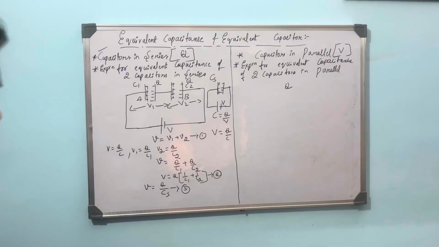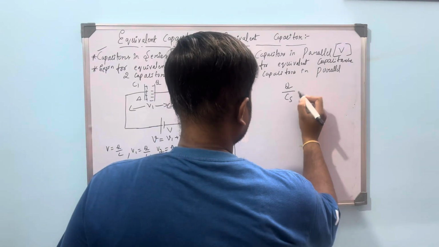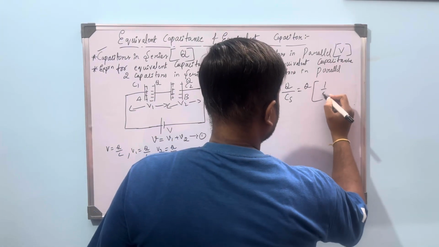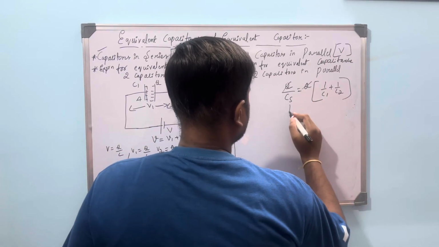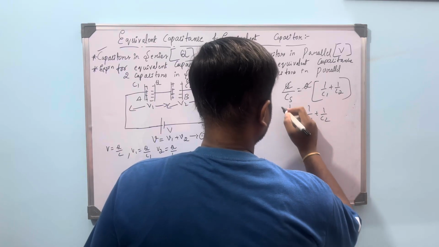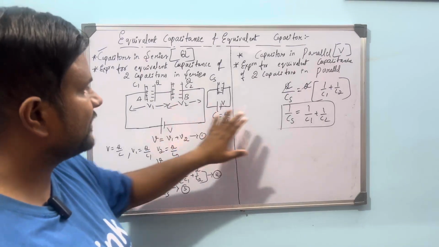Now in the RHS we have Q by CS. So Q divided by CS is equal to the RHS term, Q into 1 divided by C1 plus 1 divided by C2. Q and Q cancel, so 1 divided by CS is equal to 1 divided by C1 plus 1 divided by C2. This is the expression for the capacitance of two capacitors in series.